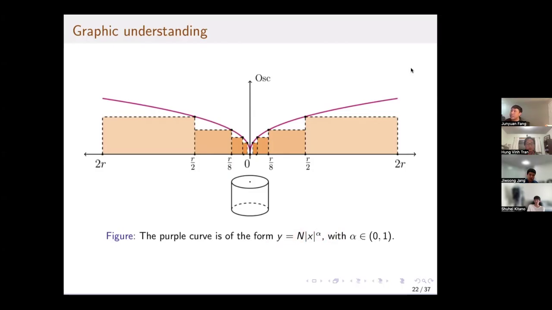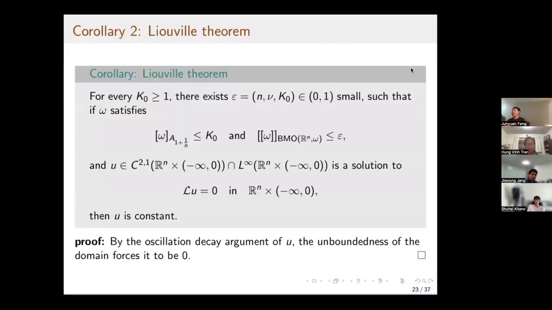All right, so the next one is the Liouville theorem. The Liouville theorem says for every k not bigger than 1, with the same assumptions, if omega satisfies the first condition and the second condition, and U is a bounded solution over the whole spatial space, and the time is from negative infinity to 0. So right now you can think U is an entire ancient solution. It's a bounded entire ancient solution to this equation. Then U has to be a constant.